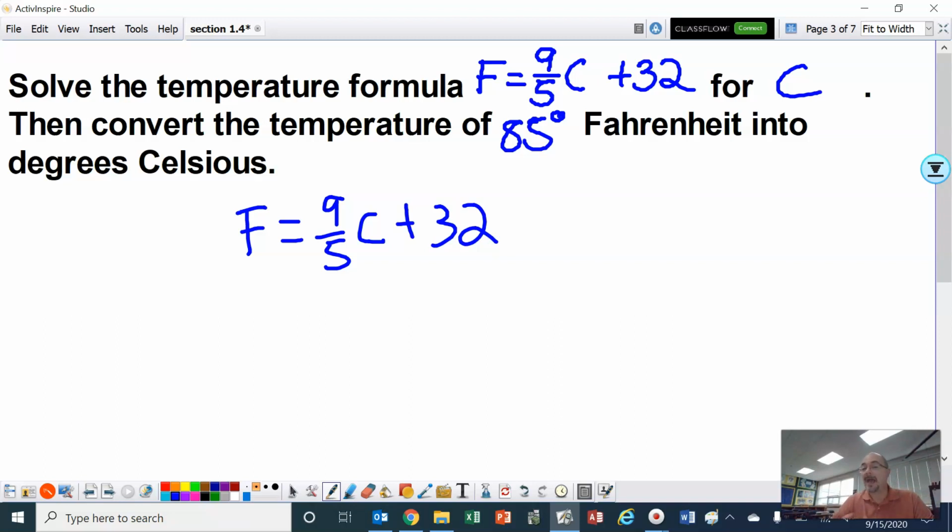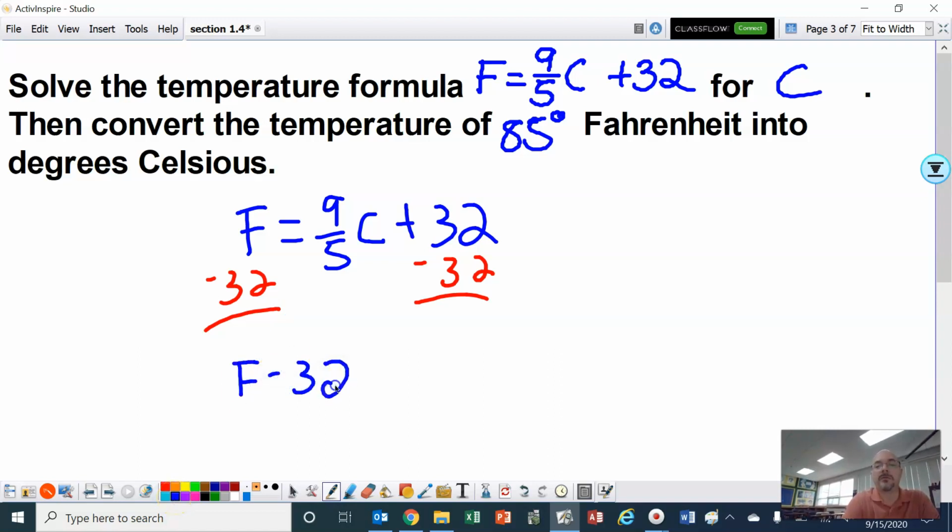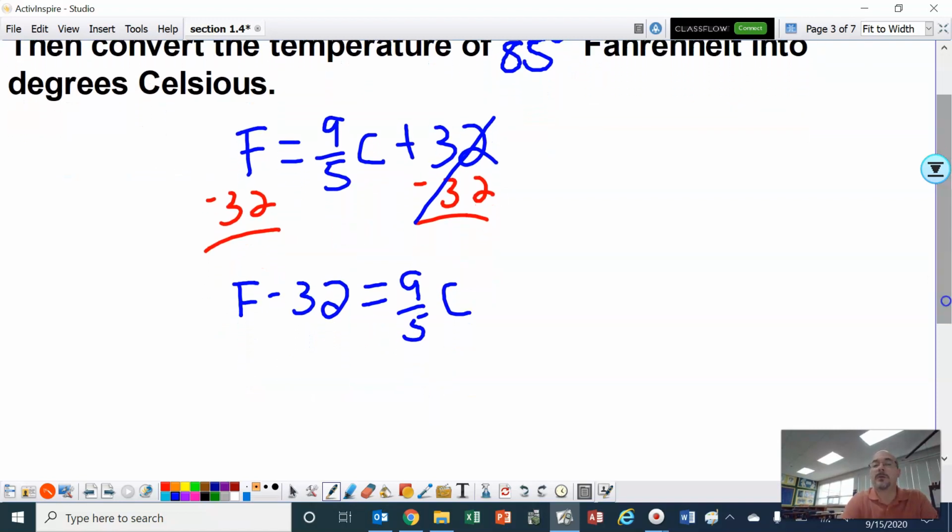All right, so I have to get rid of that 32 first. So we're going to subtract the 32 from both sides. So now I have F minus 32 equals 9/5 C. Okay, over here that's gone because they canceled out. All right, now do you remember how to get rid of a fraction in front of the variable when solving for that variable? Well, we want to multiply both sides, not divide, multiply both sides by the, do you remember what it is? Reciprocal. So we're going to multiply both sides by 5/9.